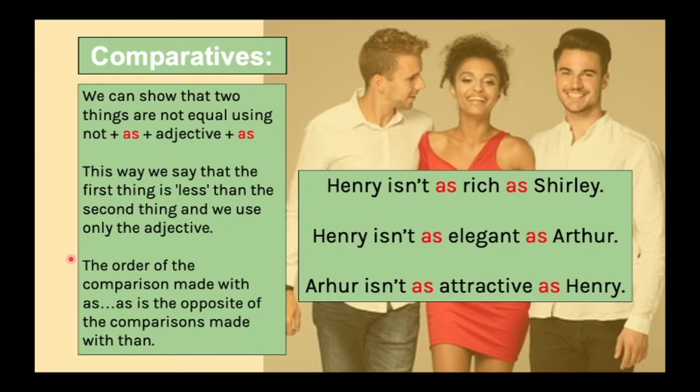Remember that in this case, the order of the comparison made with as and as is the opposite of the comparison made with than. Henry isn't as rich as Shirley means that Shirley is richer than Henry. Henry isn't as elegant as Arthur means that Arthur is more elegant than Henry. And Arthur isn't as attractive as Henry means that Henry is more attractive than Arthur. This is a different way to make comparisons using adjectives with as, the adjective, and as.